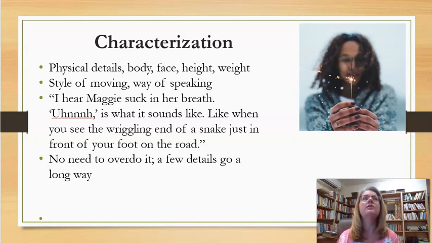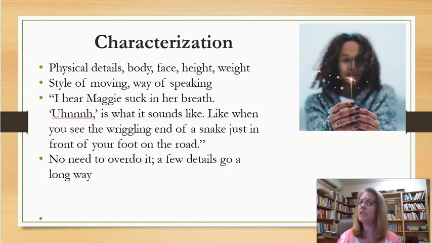There's no need to overdo it. Of course, a few details go a long way, and this is very important. We don't describe every single hair on Mama's head. We don't describe every single article of clothing on Maggie. We describe her awkwardness, how she is hanging back like a dog. That's one of the things that Walker does that is extremely effective. So those are some things that you can do with great effect in your story, and now's the time to do that.